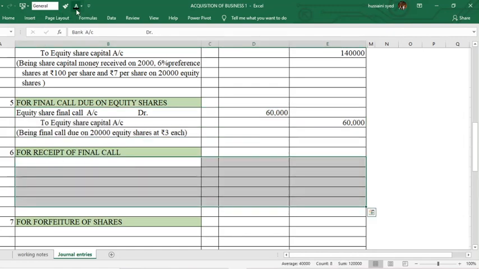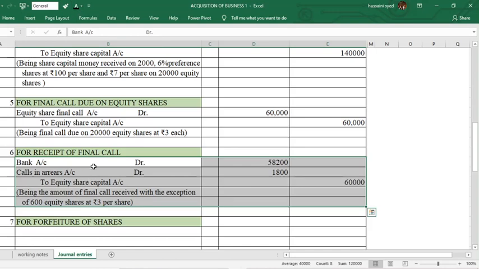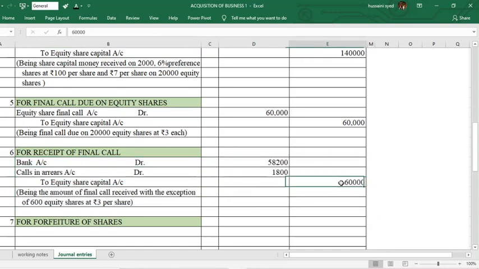Then we'll see how much we have collected. Actually, the total we had to collect was 60,000. From that, the shareholder did not pay 1,800, which means how much have we collected? Only 58,200.